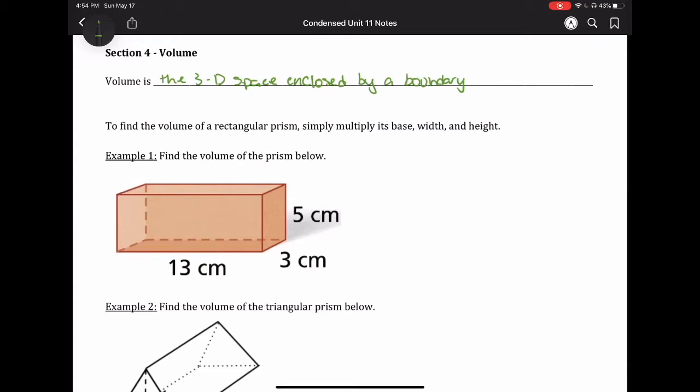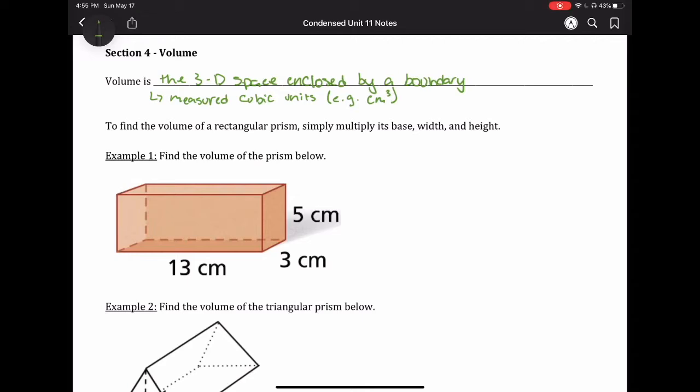Volume is always measured in cubic units, and that is how you would say it as well. So an example, we would write centimeters cubed, but how that reads would be cubic centimeters.